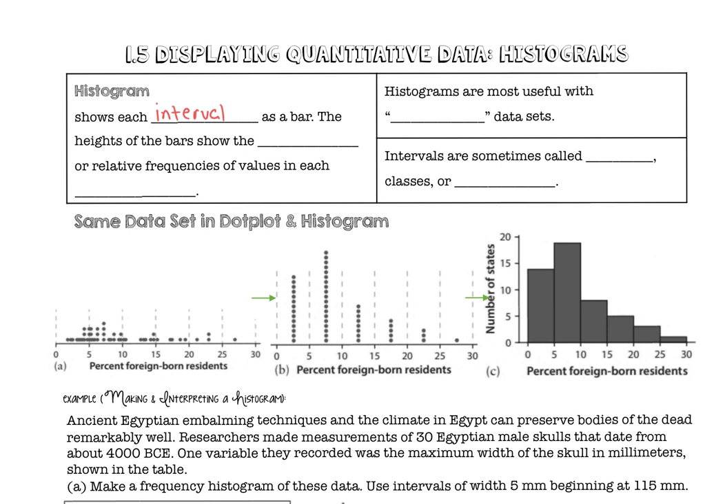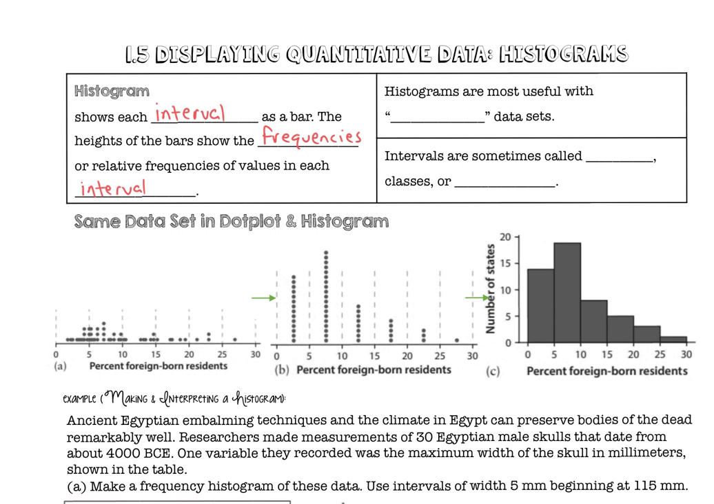And so the heights of the bars show the frequencies or the relative frequencies. We can do relative frequencies with a histogram. Remember, that's the part to the whole of the values in each interval. We're still looking at the frequencies of each one, or the relative frequencies, but again, we're splitting our data up into intervals. And again, our bars are going to touch here.